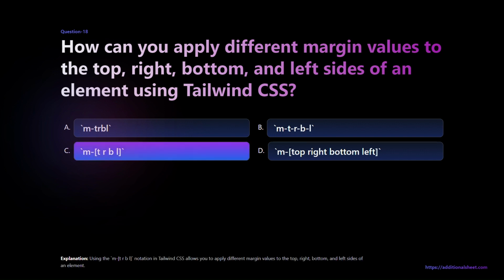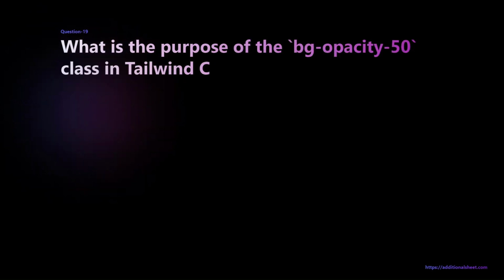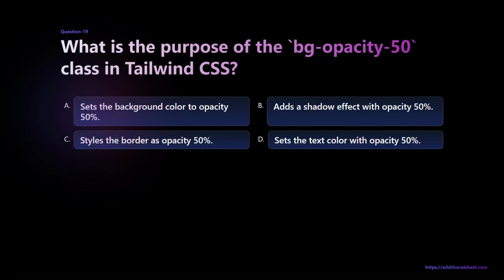The correct answer is option C. What is the purpose of the BG opacity 50 class in Tailwind CSS? Option A, sets the background color to opacity 50%. Option B, adds a shadow effect with opacity 50%. Option C, styles the border as opacity 50%. Option D, sets the text color with opacity 50%.